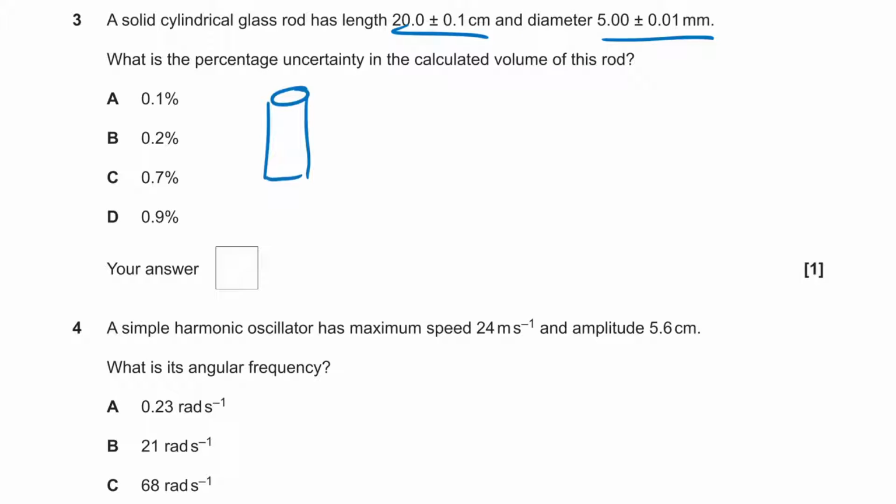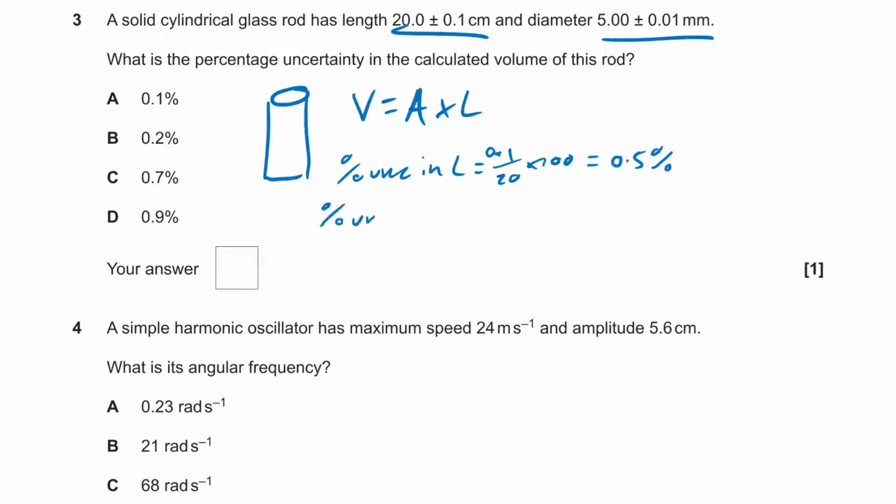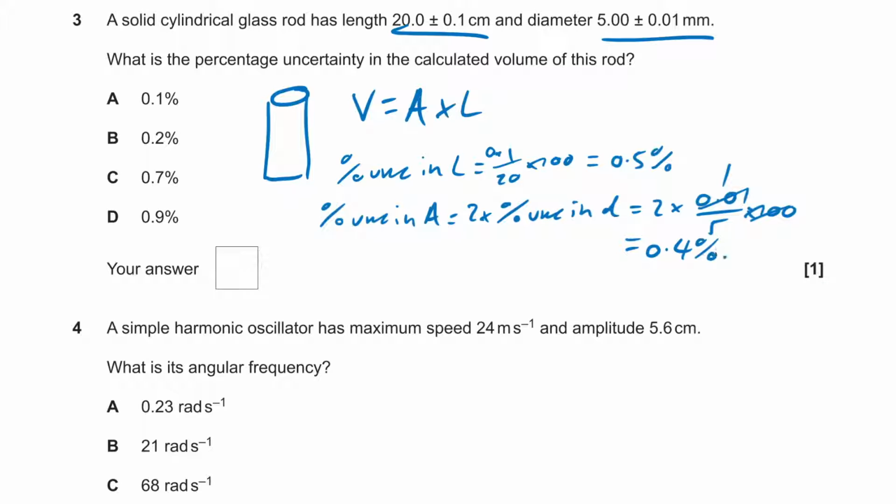3, a cylindrical glass rod has a length with that uncertainty and a diameter with that uncertainty. What's the percentage uncertainty in the calculated volume? Okay, so volume is equal to area times length, so we're going to add up the percentage uncertainties of both. Percentage uncertainty in L is equal to 0.1 divided by 20 times 100. That is 0.5%. Percentage uncertainty in A is equal to 2 times the percentage uncertainty in the diameter. So that's 2 lots of 0.01 divided by 5 times 100, or in other words, 1 divided by 5 times 2. So that's 2/5, and that gives us 0.4%. So we have our two uncertainties. Add those together, we end up with 0.9%. So the answer is D.